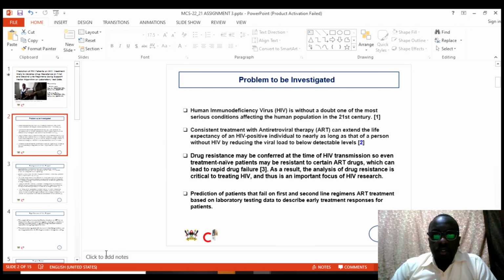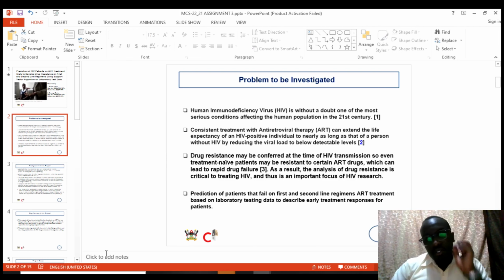So this is the problem we want to investigate. We know that HIV is one of the most complicated conditions affecting the human population. Consistent treatment has been on antiretroviral therapy, ART, which has been used to extend the life expectancy of HIV positive individuals for as long as that person is consistent on this medication. It will bring the viral load below detectable levels, which makes them healthy.